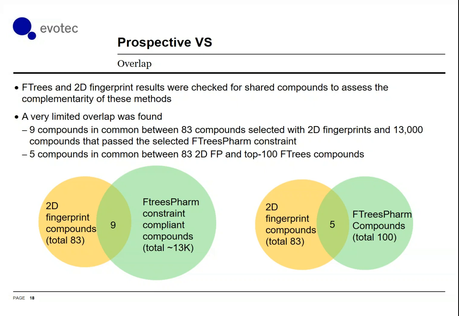And when focusing on the top 83 compounds with 2D fingerprints and the top 100 with FTrees Pharm, only 5 of those were, let's say, still present as an overlap between the two selections. So all in all, I think that these two methods are quite complementary to each other.